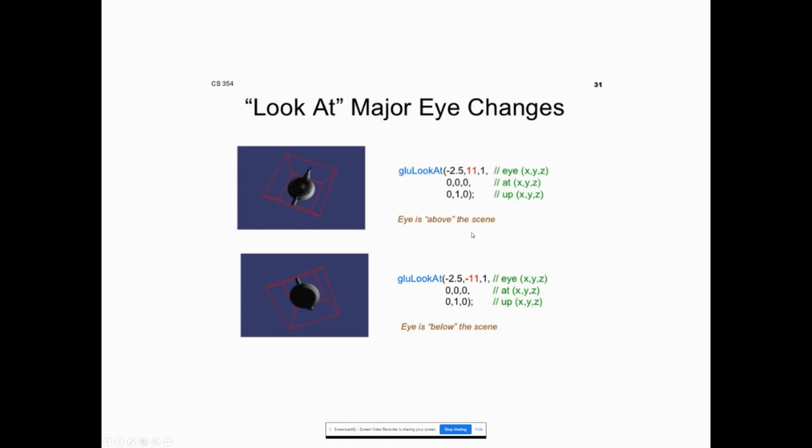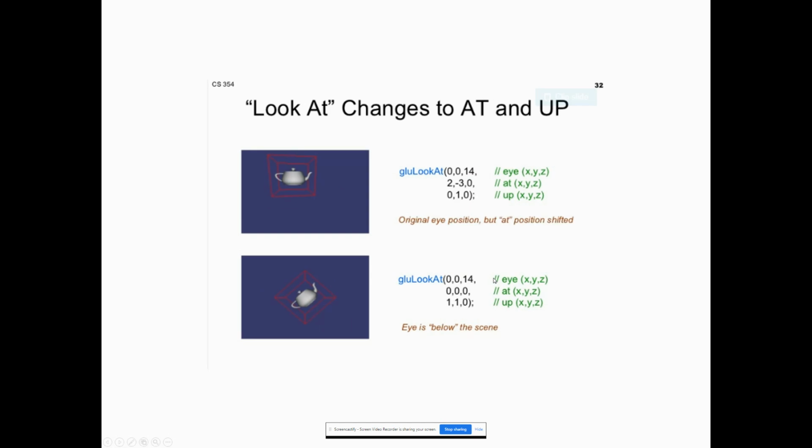So here's some more extreme examples. If we put our y at 11, we're now up above the teapot. We're still looking at the origin, and we've still kept the up direction the same. If we switch our camera to be negative y, we're now below the teapot, looking at it from below.